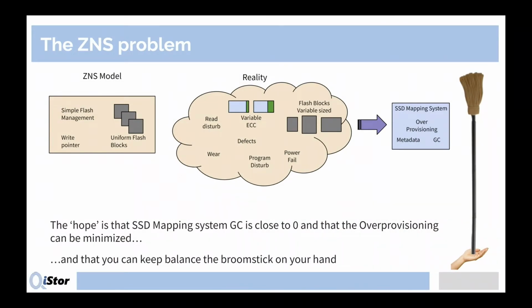And the issue is, this model is based on a very simple model of the flash, that basically on the device it's just a write pointer, the blocks are all uniform size, and I don't have to have a complicated model of the flash. However, this model doesn't actually match reality. Reality is, on the device, a lot more complicated than this simple model.